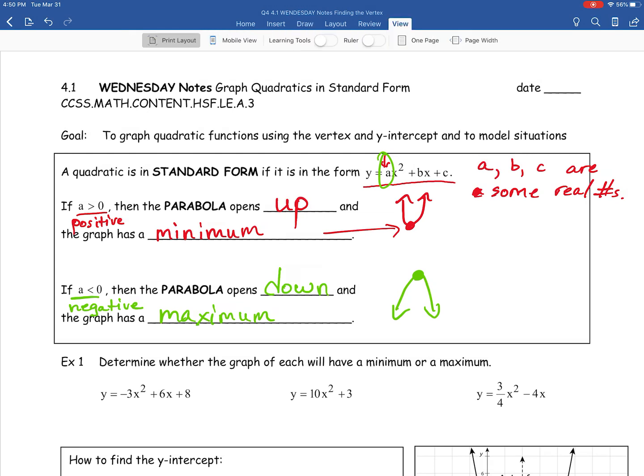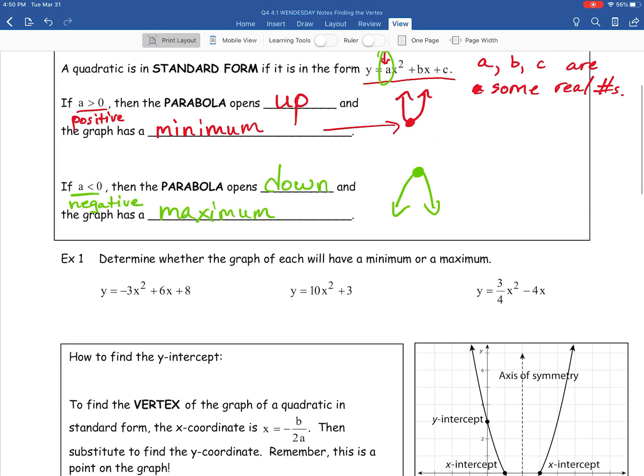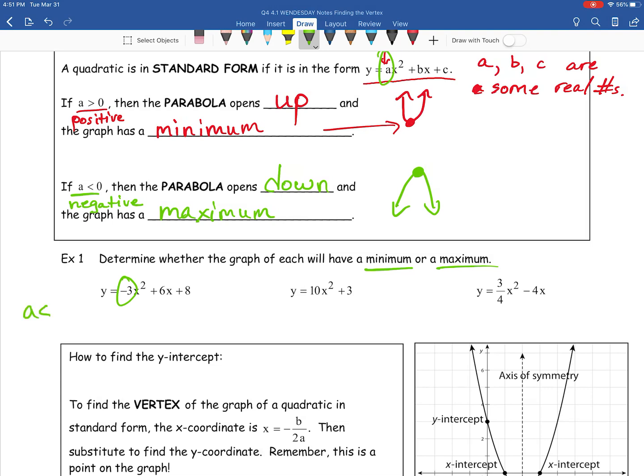Now let's use that information to determine, for example 1, if they each have a minimum or a maximum value. As we look at example 1, the first equation we see is y equals negative 3x squared plus 6x plus 8. Again, we really only care about this a value. Because a here is less than 0, you should see a u facing downward, and consequently, you would have a maximum value there.